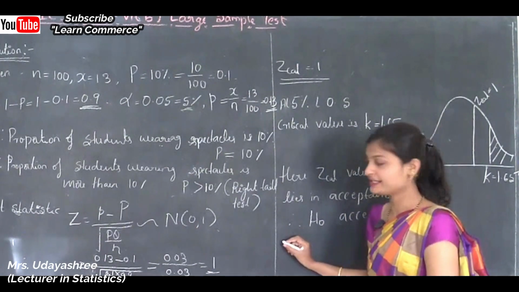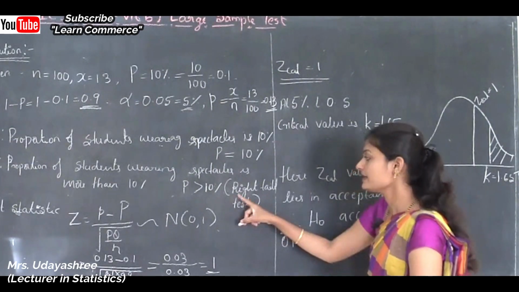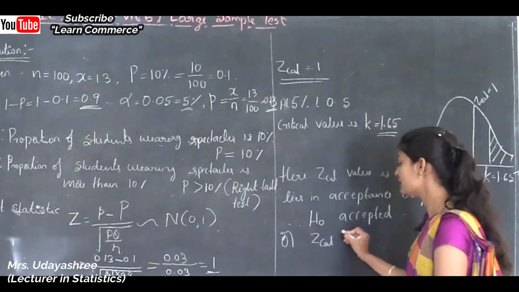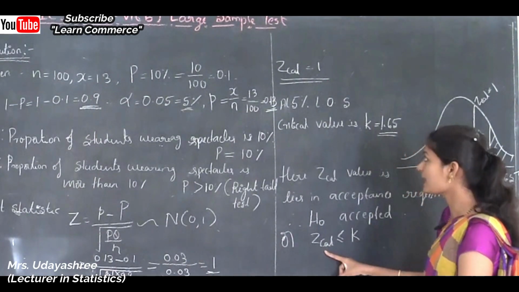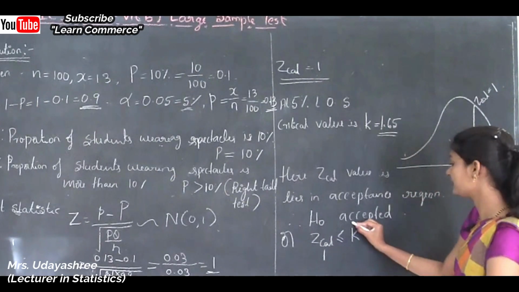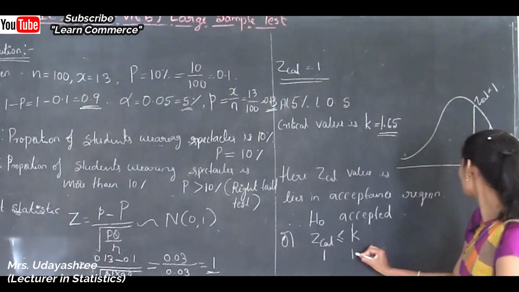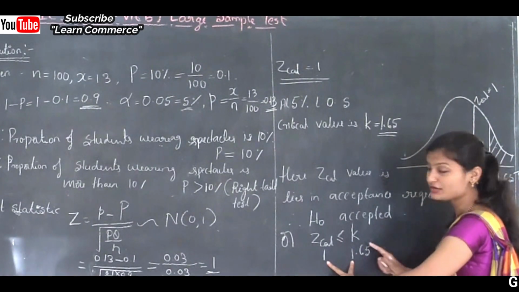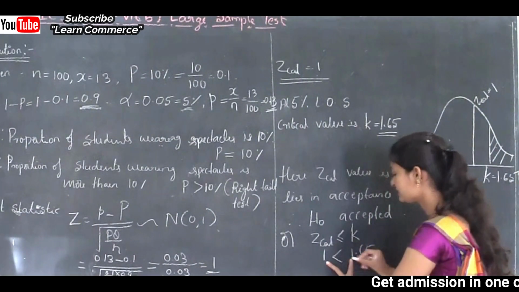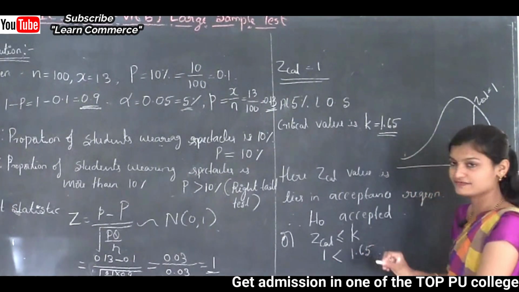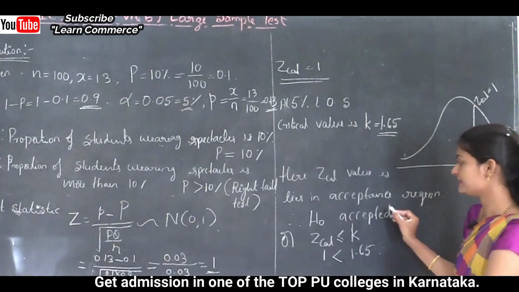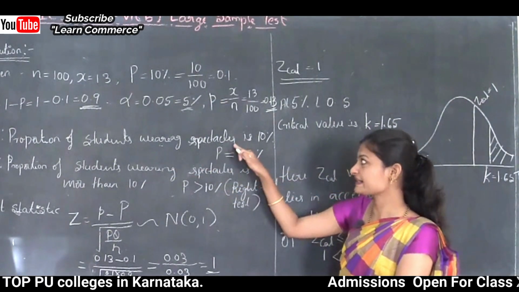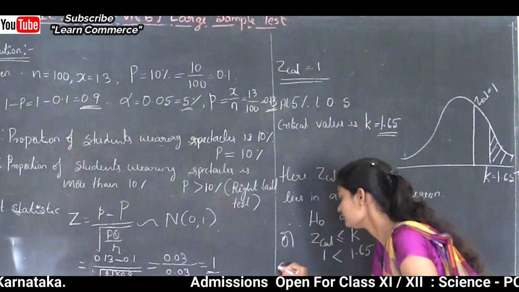And see, one more condition is there. We know the condition of right tail test, that is calculated value less than or equal to k. See here calculated value is 1 and k value, that is critical value, is 1.65, and here 1.65 is greater than 1. So here the condition is satisfied, therefore H naught accepted. If H naught accepted, then conclusion is proportion of students wearing spectacles is 10%.